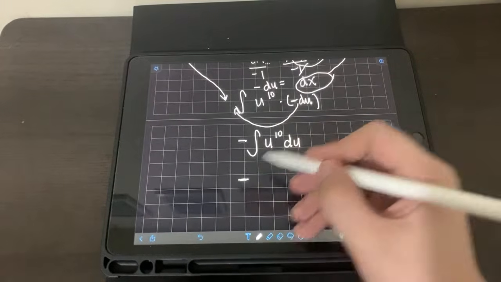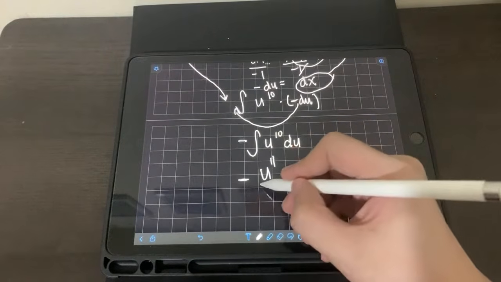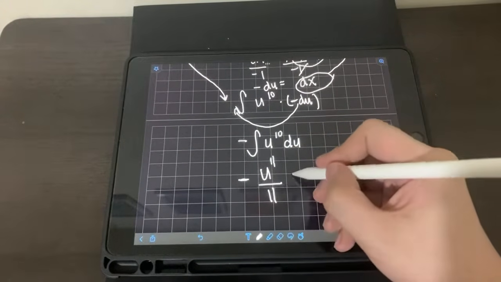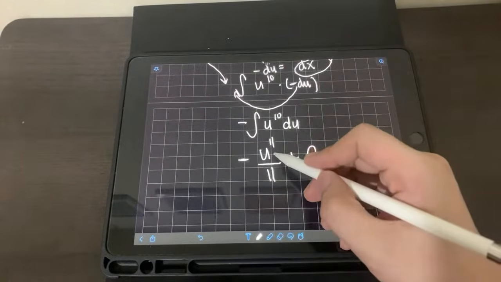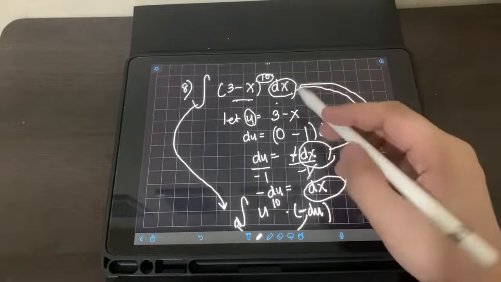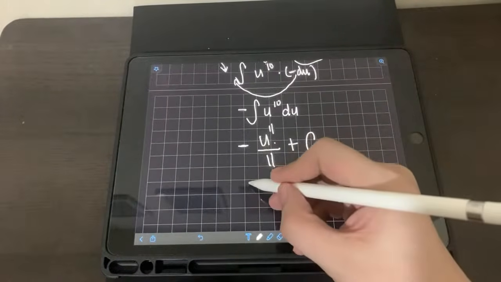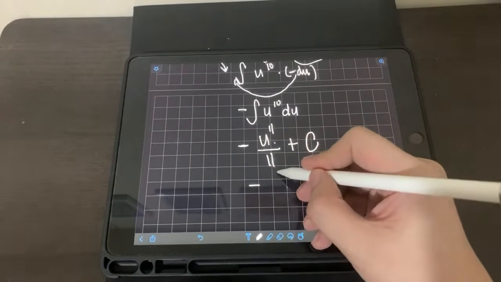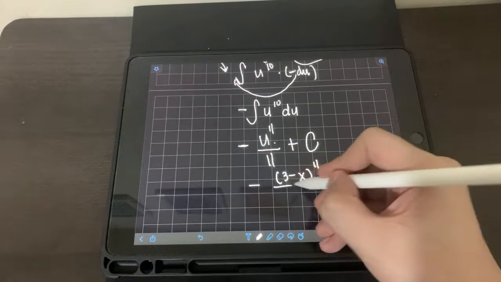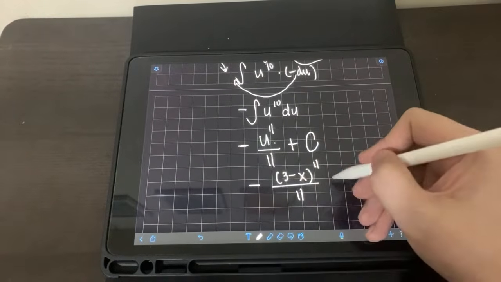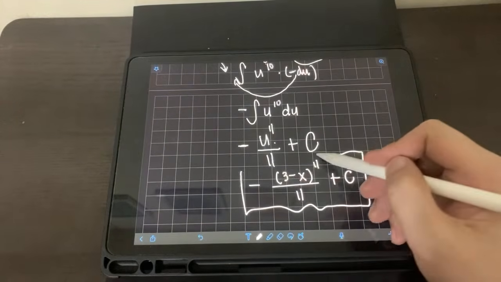Okay, so integrable na to, power formula. So, negative, what's the integral of u to the 10th? U to the 11 over 11. Okay? Then, don't forget the plus c. Then, huwag niyong kalimutang ibalik yung u in terms of substitution, which is 3 minus x. So, the final answer will be negative (3 minus x) raised to 11 divided by 11 plus c. So, this is the final answer.